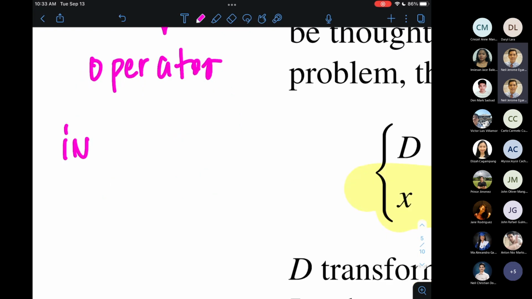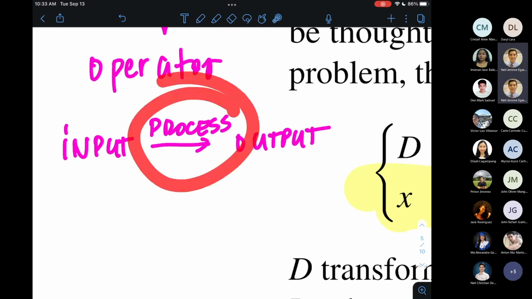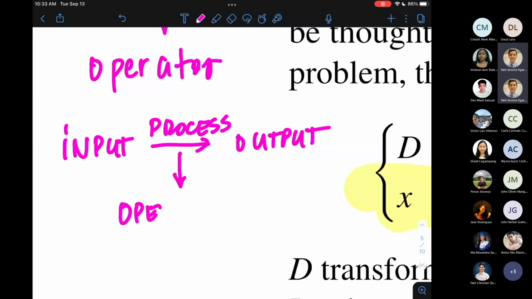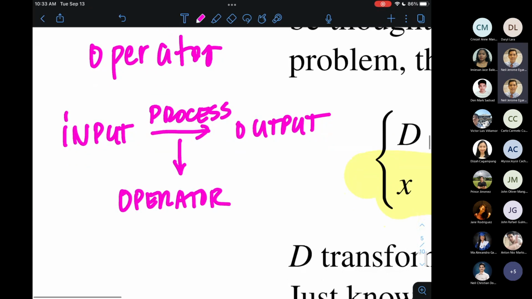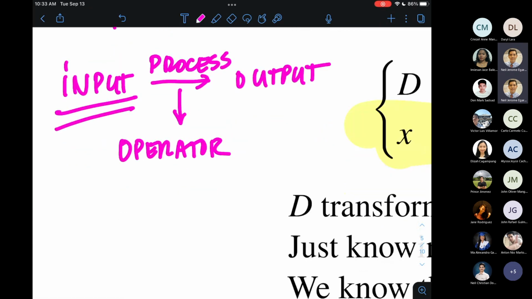So meron kang input, tas meron kang process, tas meron kang output, right? And this process basically is what we will define mathematically by an operator. And basically, an operator is a function from the set of all possible inputs towards the set of all possible outputs. At maraming iba't ibang klase ng mga operators. Titingnan natin sila probably in this slide. Hopefully matapos natin ngayon so that konti na lang yung gagawin natin next time.